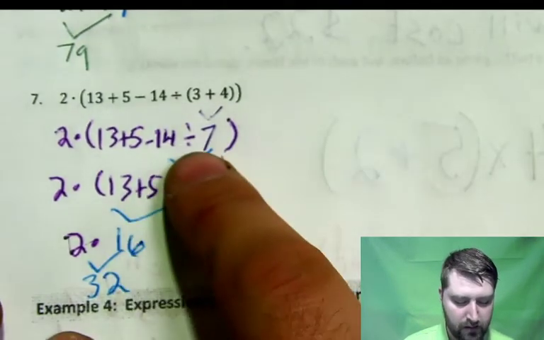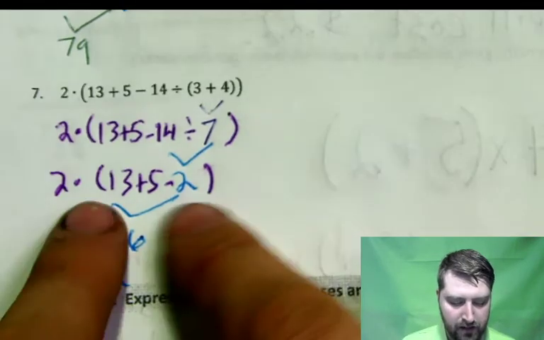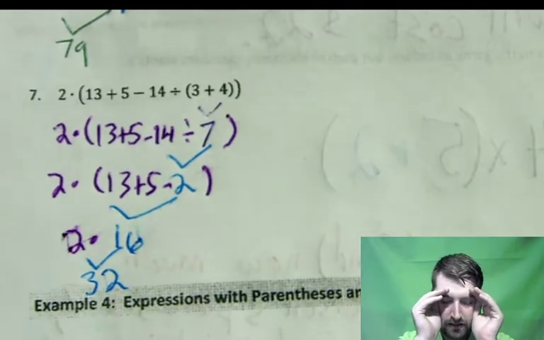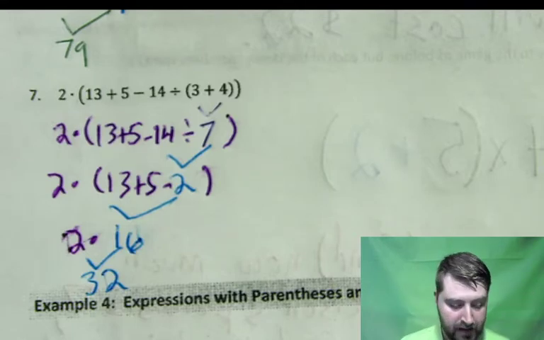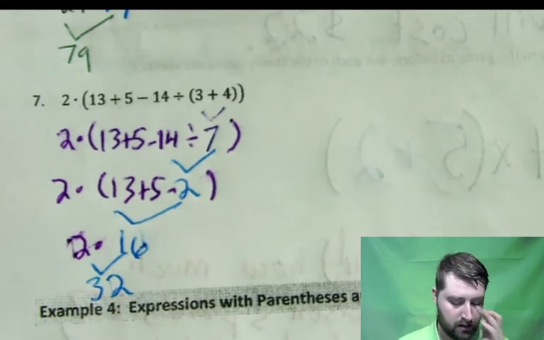So we did our division in the parentheses first. Then we did our addition and subtraction in the parentheses. At that point, there was nothing else in the parentheses, so that got rid of them. And then we had 2 times 16, which was 32.